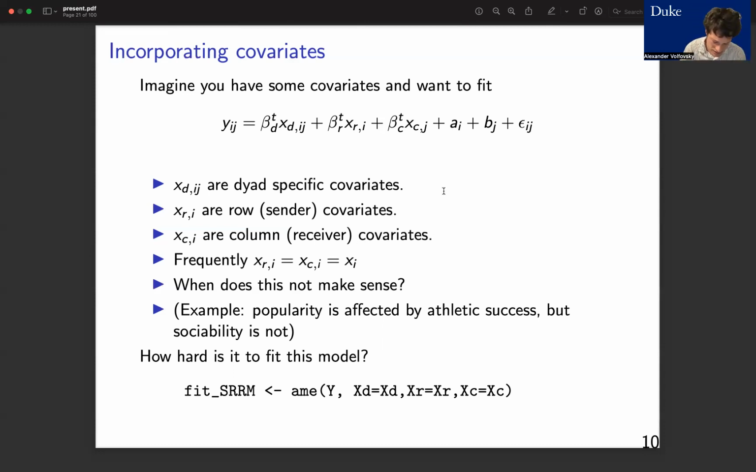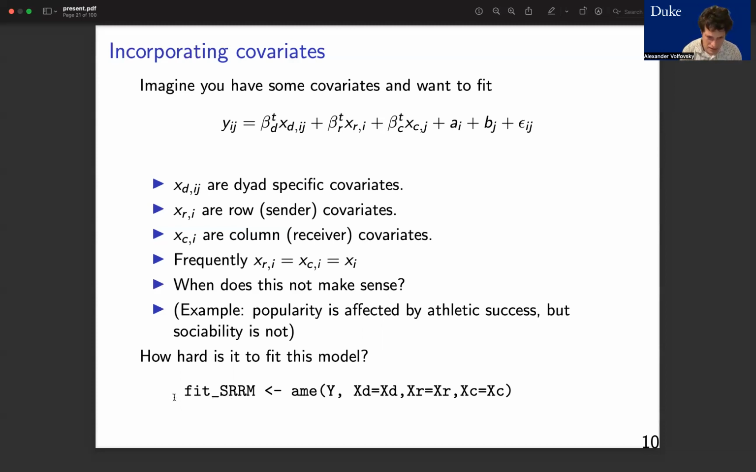It's actually very common, at least in practice, if you look through the literature, to run this type of model by thinking about the row and column covariates being the same thing, really. But that's not absolutely necessary, and the code that we've built out for this does not require that. So a particular example of where this is not necessarily true, right? Popularity might be affected by athletic success. So maybe somebody winning a bunch of athletic awards could be a receiver effect, but probably doesn't have much effect on their sociability.